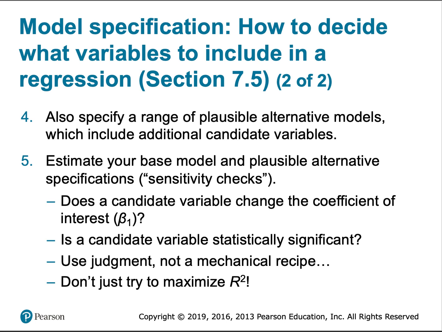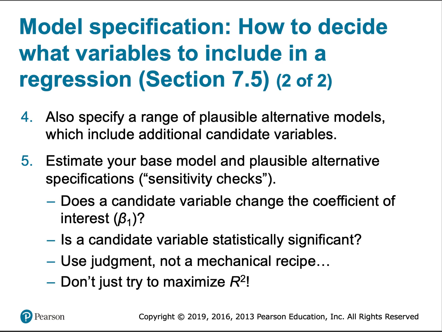We also want to specify a range of plausible alternative models which include additional candidate variables. Other things, for example, that may affect test score. We may estimate the base model and the plausible alternative specifications as sensitivity checks, including additional variables that affect the test score. Then we'll ask, does including a candidate variable, an additional variable that affects the test score, change the coefficient on the student-to-teacher ratio?